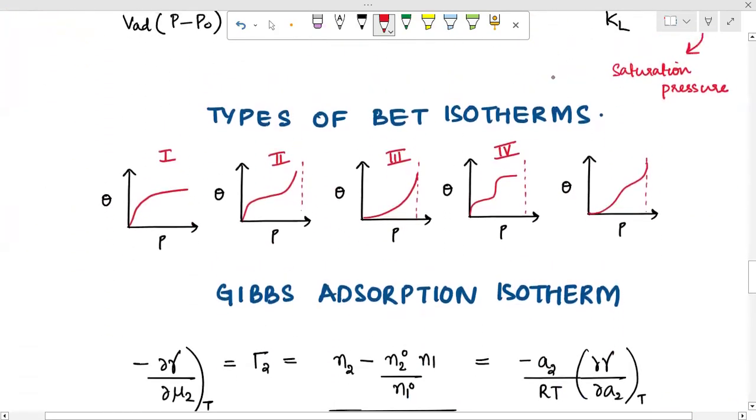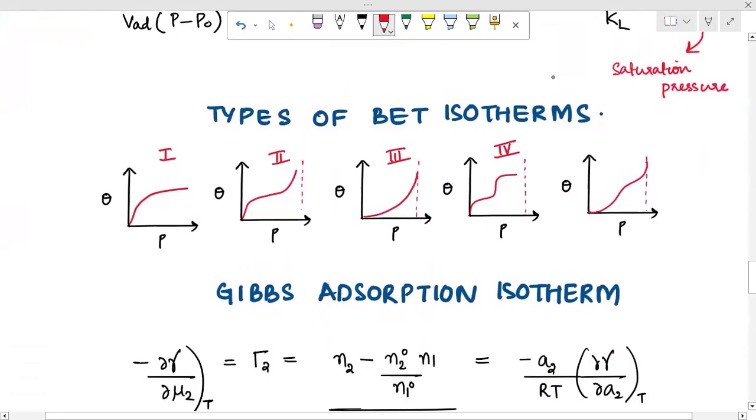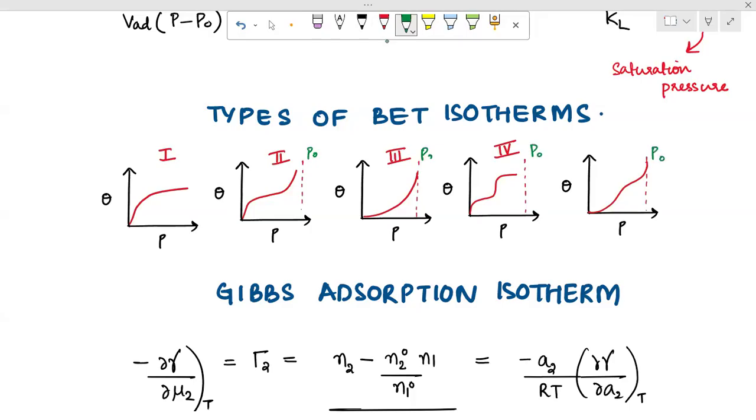Next, types of BET isotherms. So there are several types. So if you can see the first one, with increase in P, theta also increases, but then after a point it becomes stagnant. Means this corresponds to monolayer formation. While in the next one, you can see a dotted line, and this dotted line corresponds to the saturation pressure that we were talking about. That means beyond which it becomes a liquid. So here, after the monolayer formation, it is again increasing, showing multilayer formation.